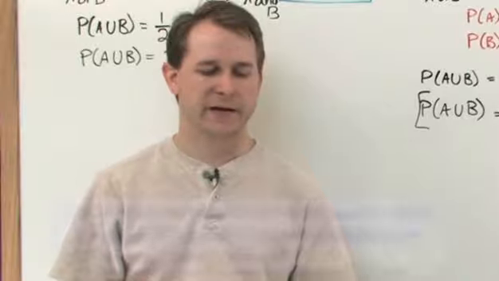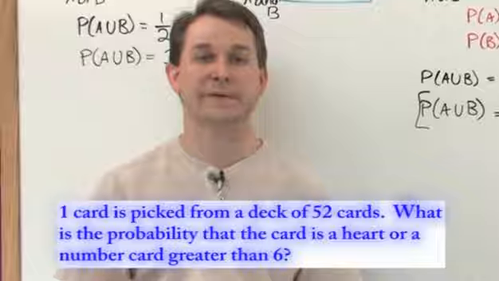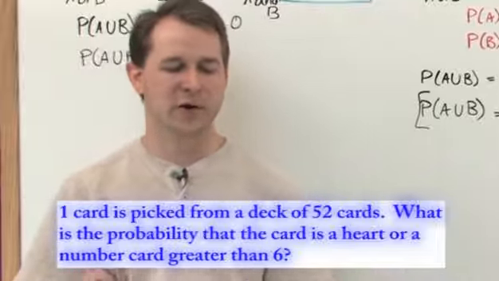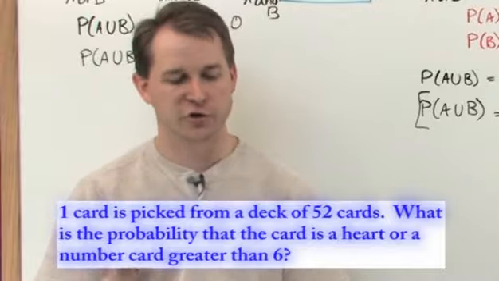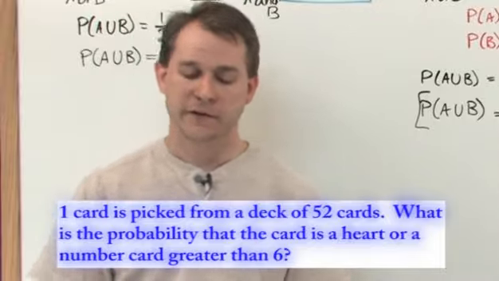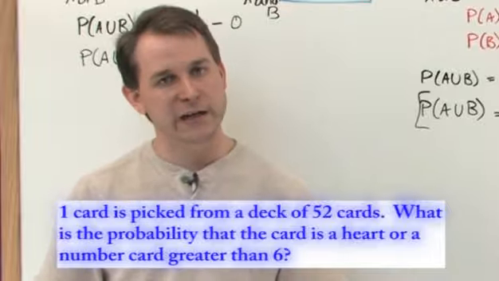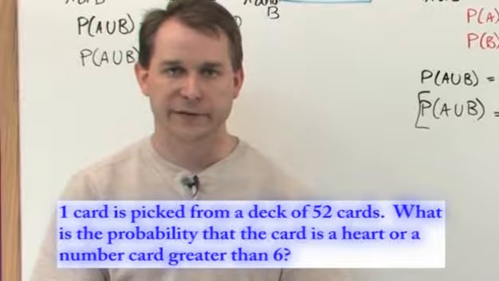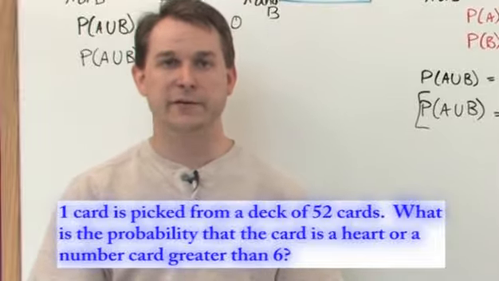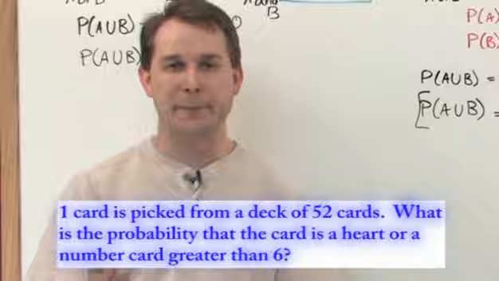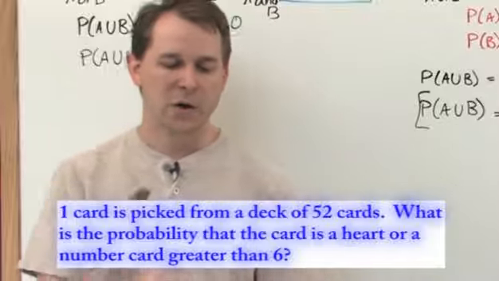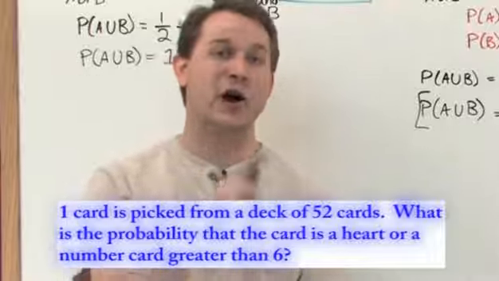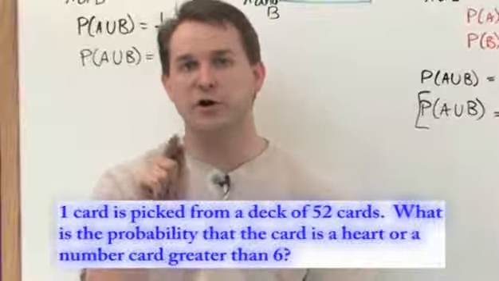Okay, the next problem says one card is picked from a 52 card deck. What is the probability that the card is a heart or a number card greater than 6? This kind of problem has a lot of information in it, and you really need to pick it apart to understand what it's asking you to do. First of all, you see the word "or" in there. So you know that you're going to have two events, either one of which can happen and gives you a success. One card is picked, only one, from a 52 card deck.